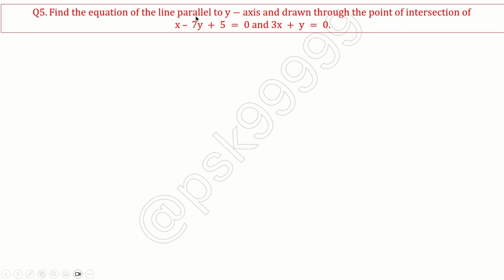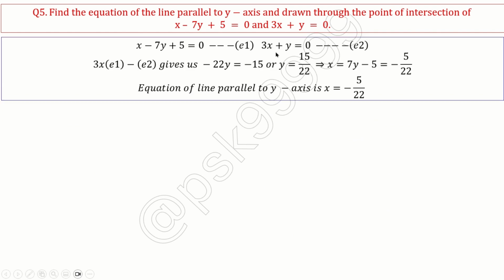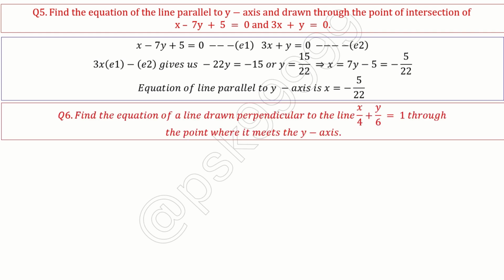Find the equation of the line parallel to the y-axis and drawn through the point of intersection of these two lines. So first, find the point of intersection of these two lines. If you solve these two equations, you will get y equal to 15 by 22 and x equal to minus 5 by 22. Then the equation of a line parallel to the y-axis is nothing but x equal to k. So x equals minus 5 by 22. This is the equation of the line which is parallel to the y-axis.